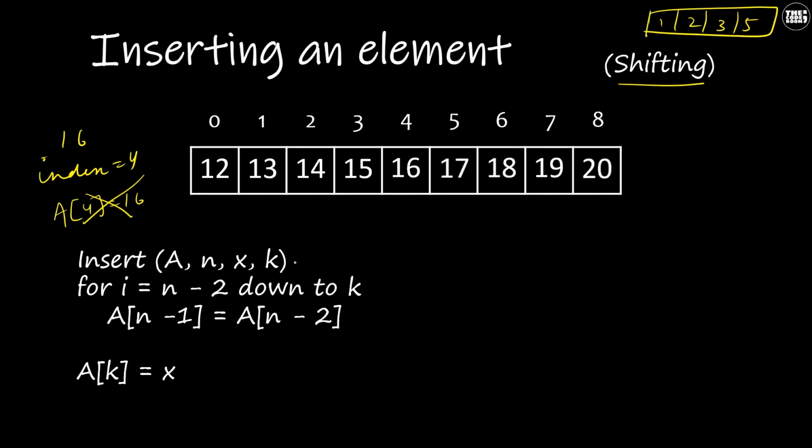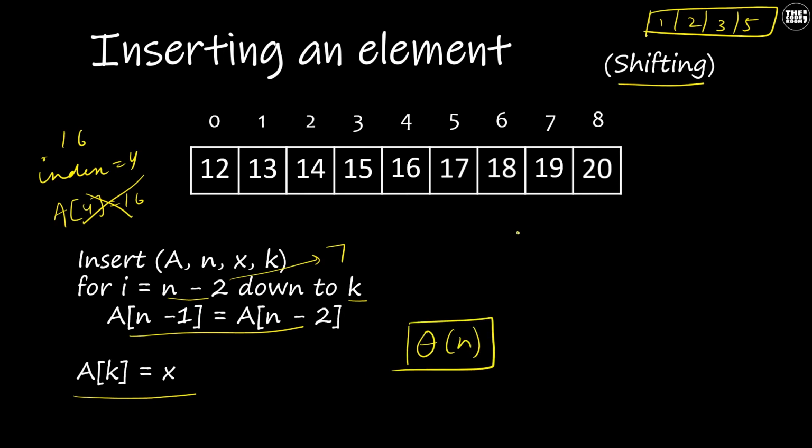So let us see its algorithm. We start with index n-2 and decrement up to k. Here we saw that the n-2 index was 7. So we start with the second last index and start shifting it to the right position. This statement copies the element at index n-2 to index n-1. At last, when all elements are shifted, we assign the kth index as x. The time complexity of this algorithm is theta of n.